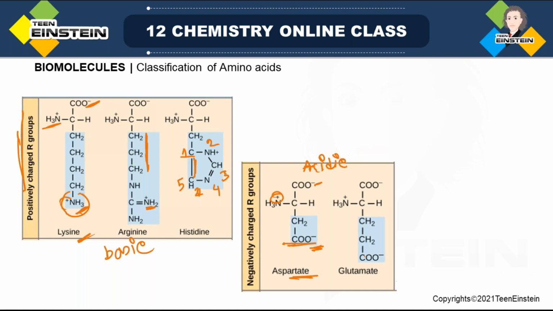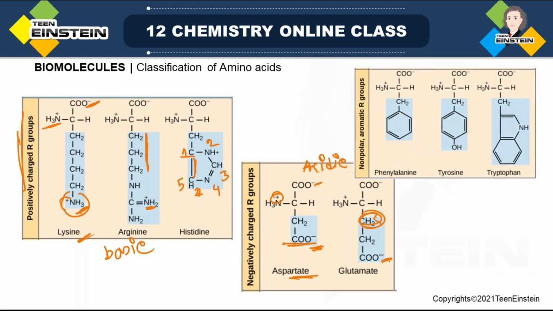Similarly, the next structure is completely the same, only one CH2 is extra, and if you are writing it with a negative charge, it will be glutamate. Otherwise you can also call it glutamic acid, but in that case you have to write it as CO2H.